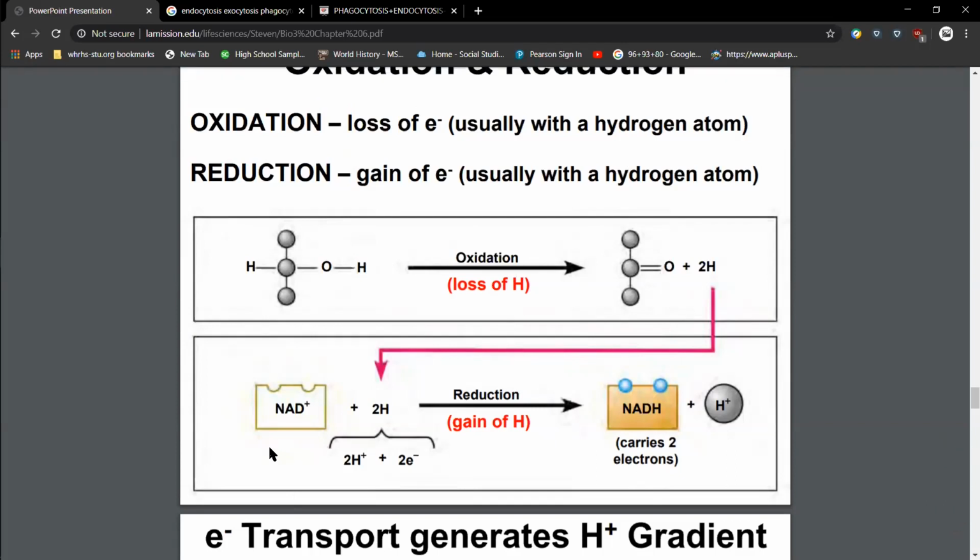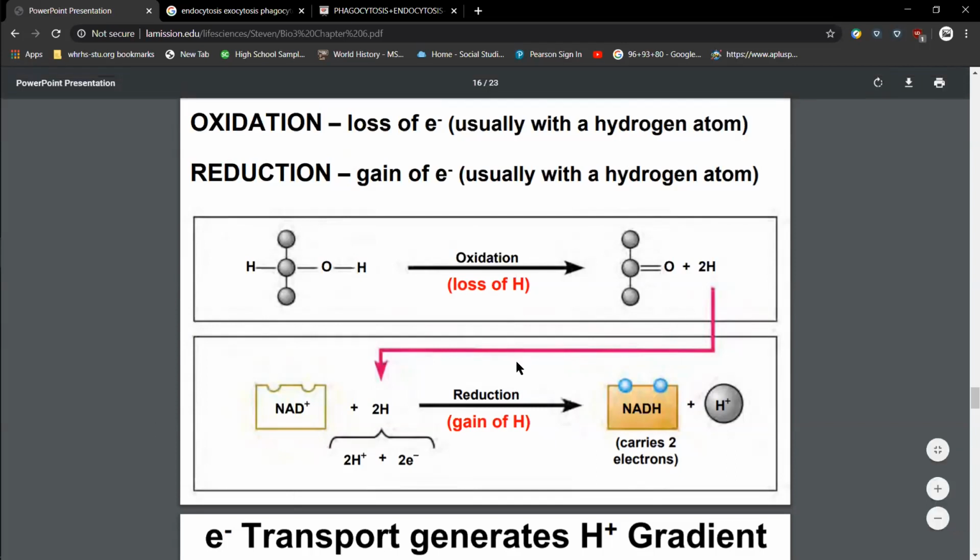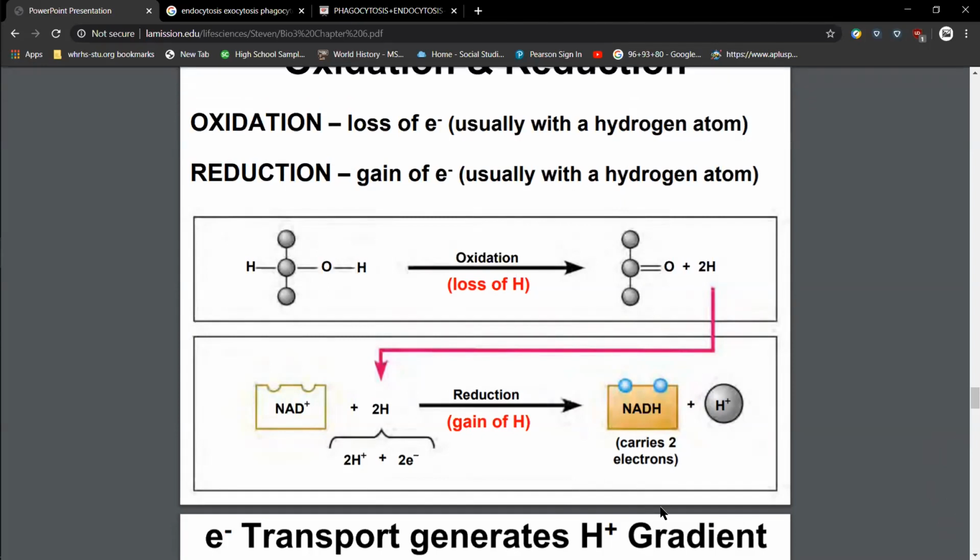Oxidation is loss, and reduction is the opposite of that. It's the gain of an electron. So when NAD+ gets converted to NADH, that's the gain of an electron. That's reduction. A good mnemonic to remember this is OIL RIG. OIL RIG stands for oxidation is loss, reduction is gain. That's just a mnemonic I use to remember it.